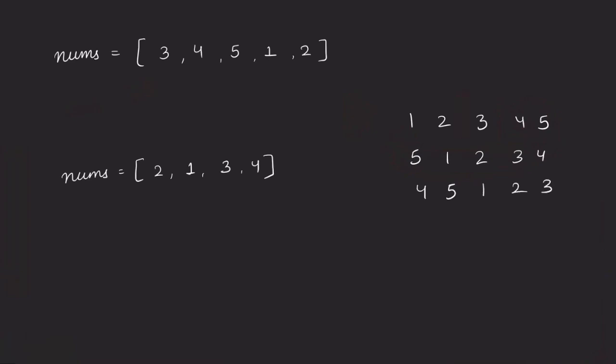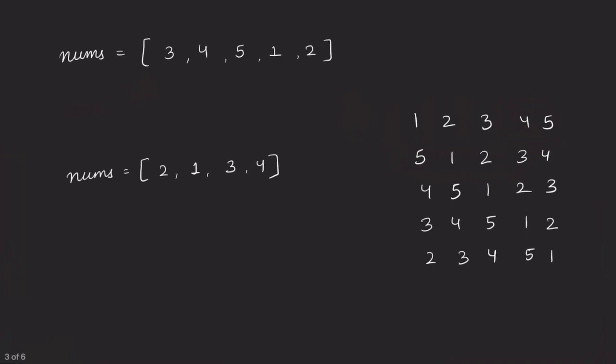Then if I do it at this point, it will be 3, 4, 5, 1, 2. Then at this point, it will be 2, 3, 4, 5, 1. And if I do it at this point, it will be the original array itself, which is 1, 2, 3, 4, 5. Right? So for this sorted array, these are the possible rotations that we have. There were a total of 5 elements. For 5 elements, we have a total of 5 variations of the rotations.